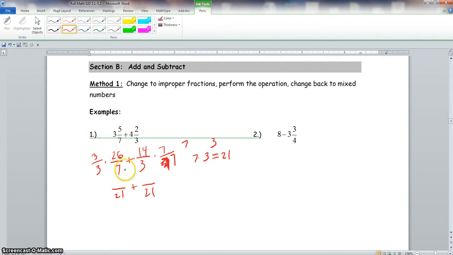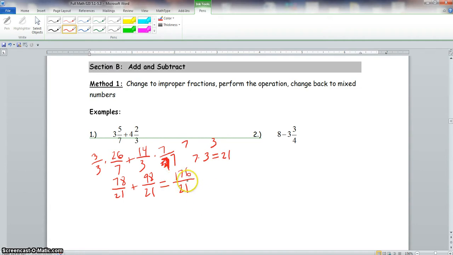Now, 3 times 26 will give us 78. And 3 times 7, of course, gave us 21. 14 times 7 is actually 98. And 3 times 7, of course, is 21. So now we combine the like terms. We add them. Our denominator stays 21. 78 and 98 is 176.